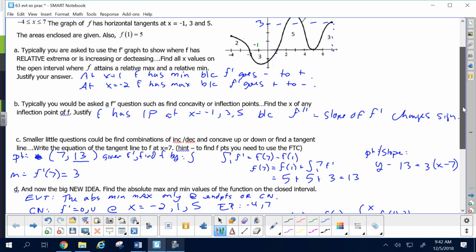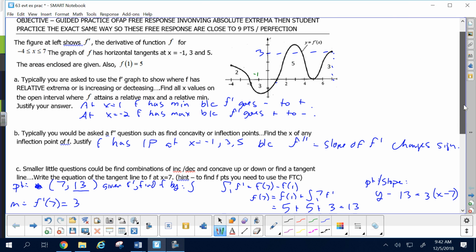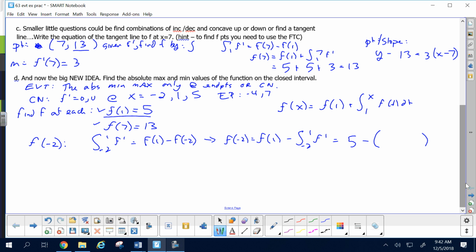What are the signed areas from -2 to 1? Is it -3 or positive 3? It's -3 because that 3 is below the axis. So that's 5 minus -3. So that is 8. You have to consider the sign of that region. All right, cool. What do you want to find next?